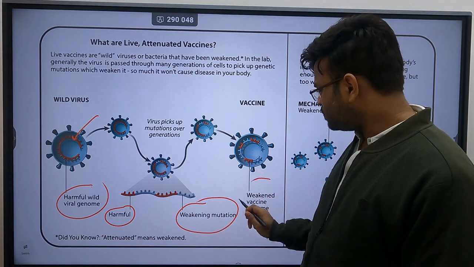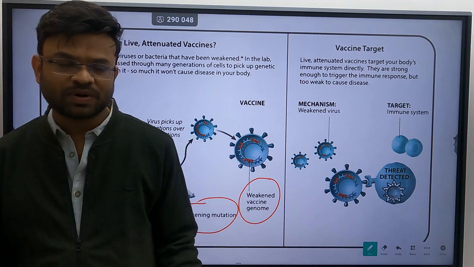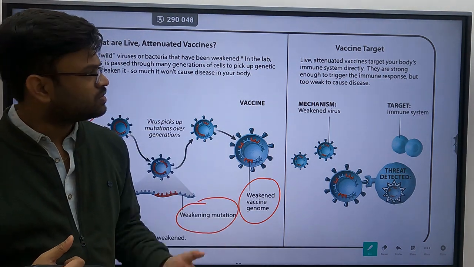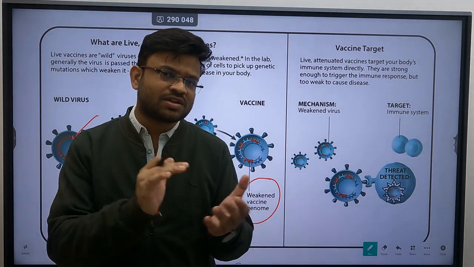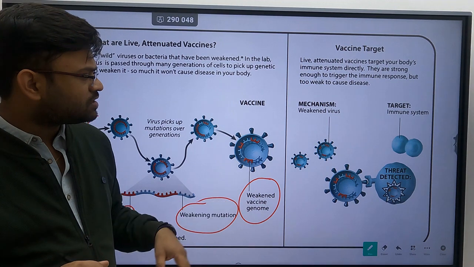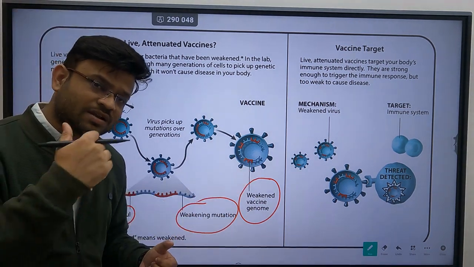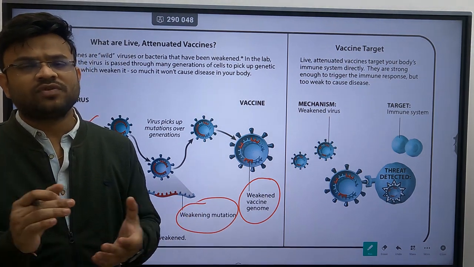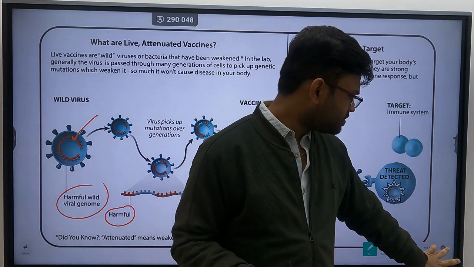Now this becomes a weakened vaccine genome. You have weakened the virus by making changes inside the genome. So this is again a way in which you can cause attenuation. You have made changes in the DNA so that the virus can get attenuated. This is another way. Now this virus can be inserted inside the body of the host to activate the immune system of the host. So this is the concept.